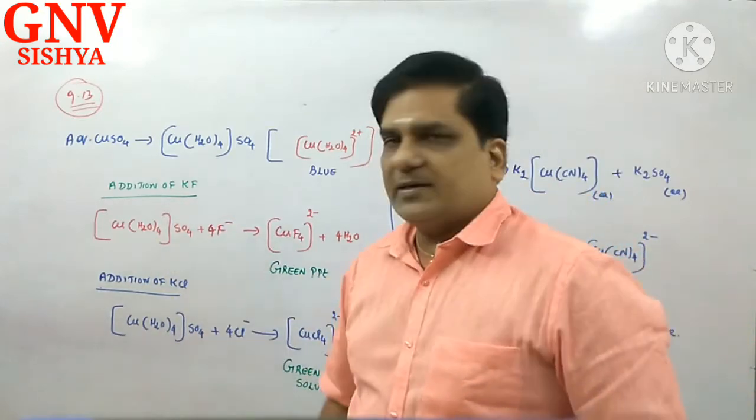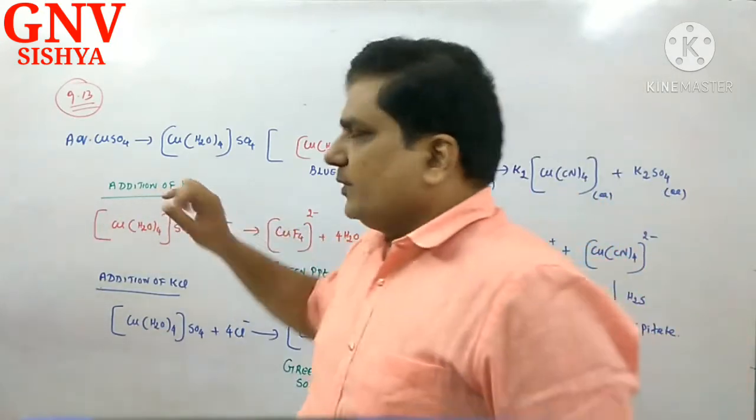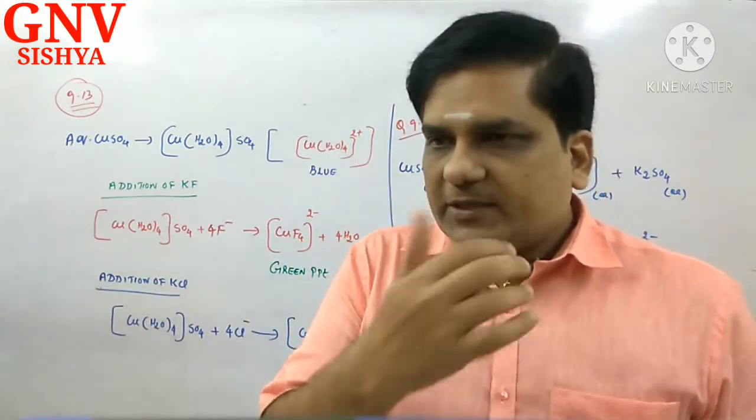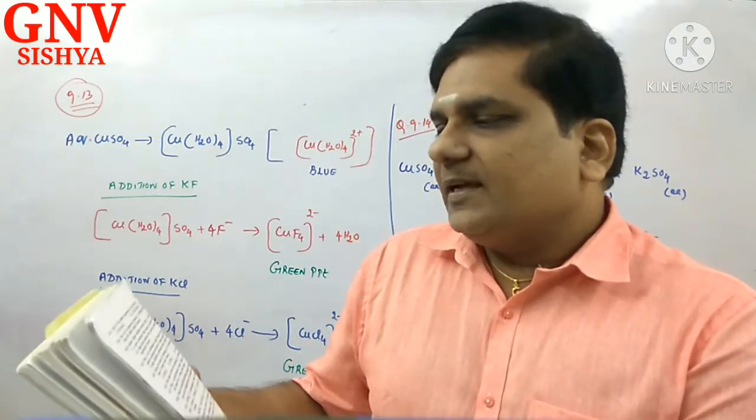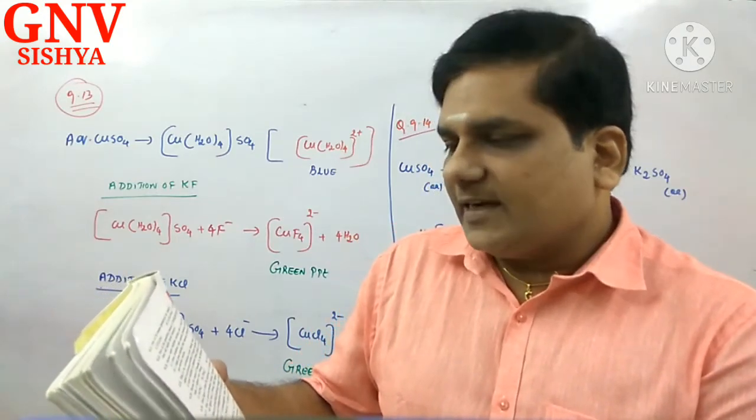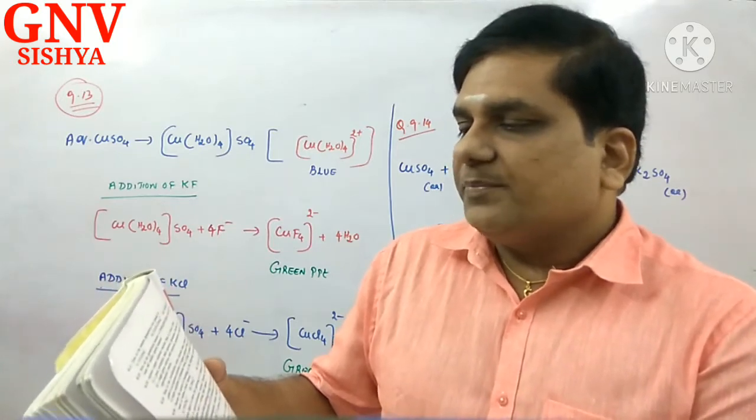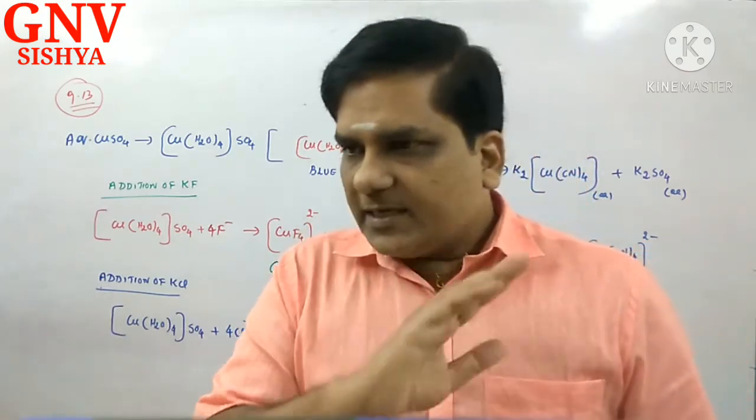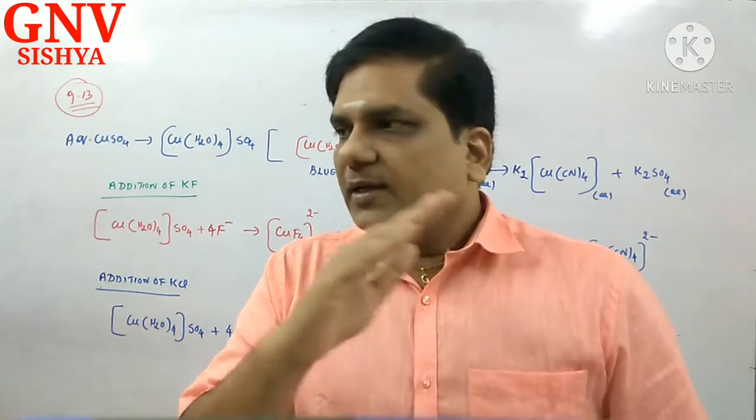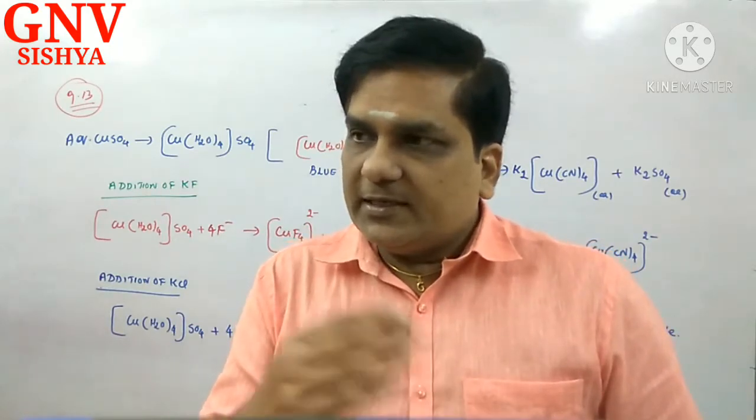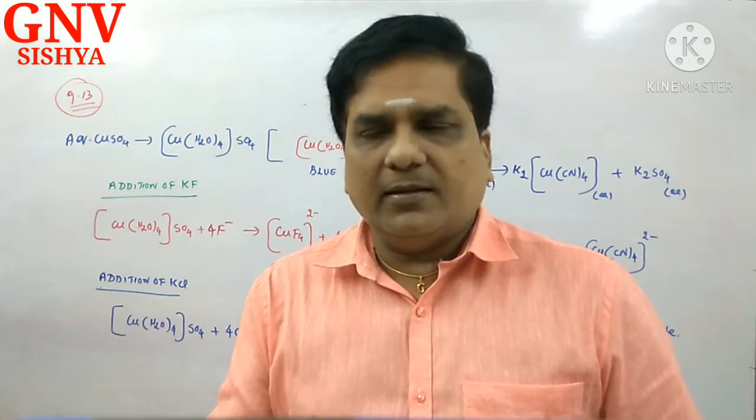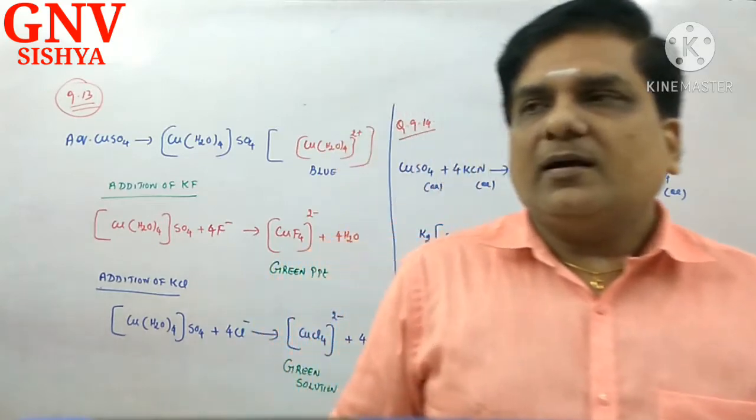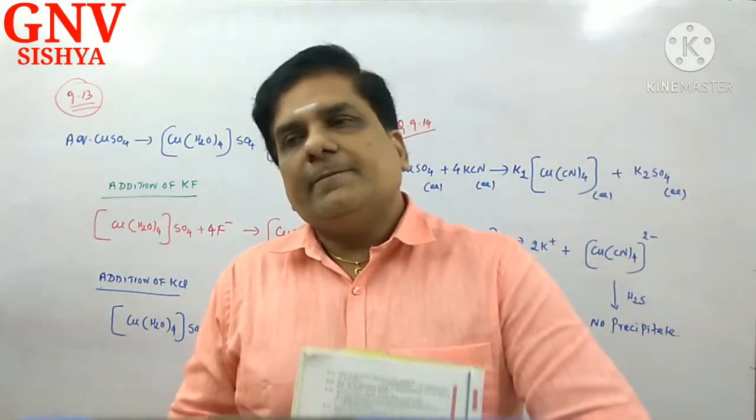they are performing two experiments. First, potassium fluoride is added. Next, potassium chloride is added. The question is, a green precipitate forms when potassium fluoride is added, and a bright green solution forms when potassium chloride is added. You have to explain. See, there is a change in color from blue to green. In one case it is a precipitate, in another case it is a solution. Correct? How are you going to explain this?